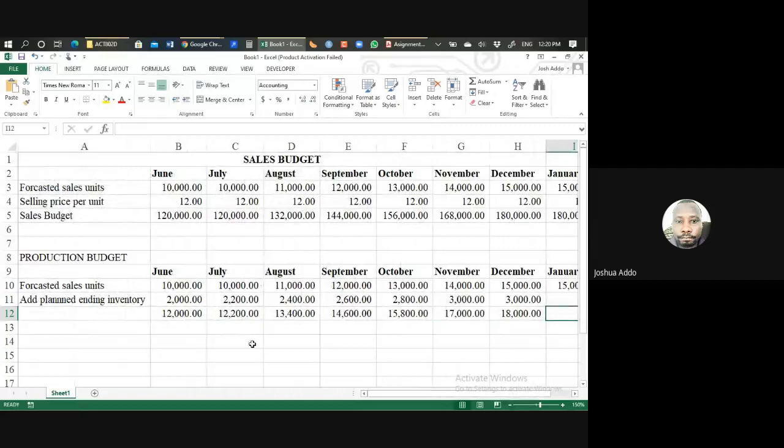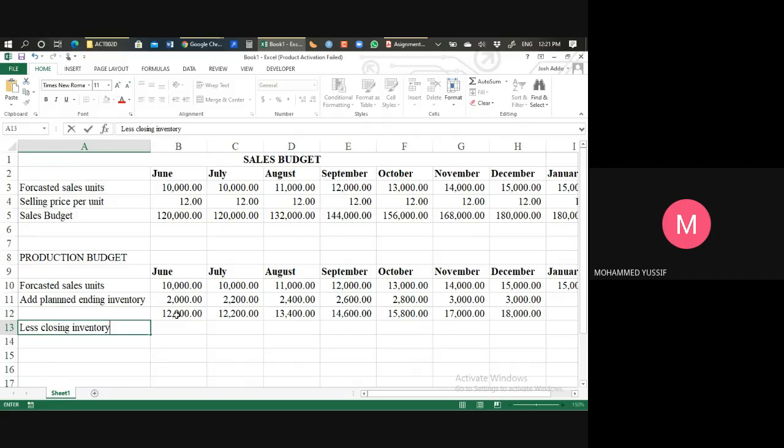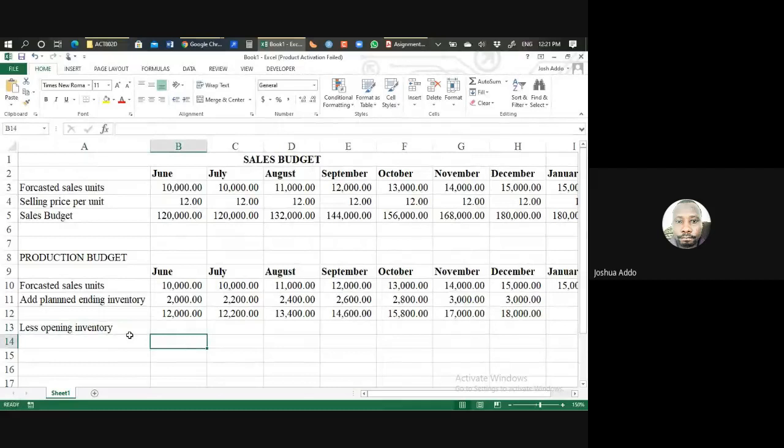Then we said that, okay, this is how much we have to produce. But what if at the beginning of the period, we had some of the goods there? Then it means how much we have to produce should be this total minus what we already have there. That is why we less, closing inventory. Opening inventory, sorry. Thanks for the alert. Less opening, those ones that are already there. Opening inventory. And if you don't understand the logic, please let me know and explain it again.